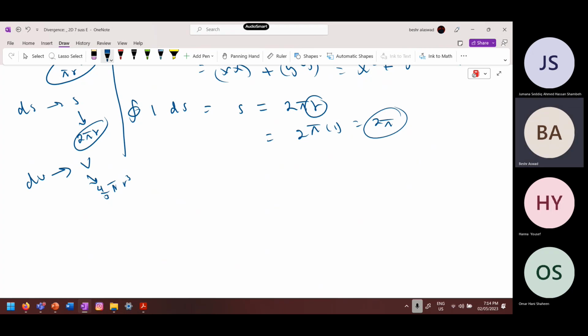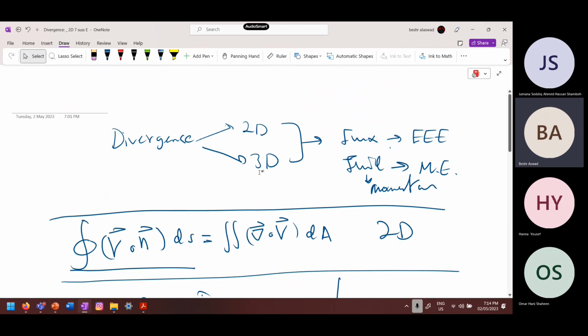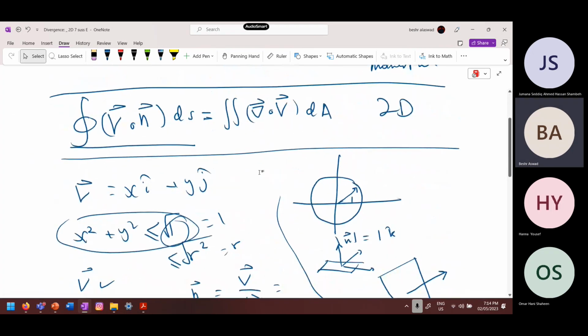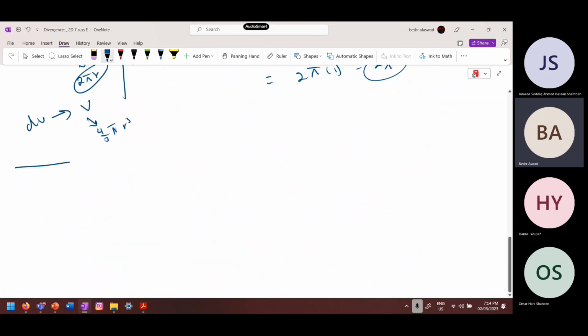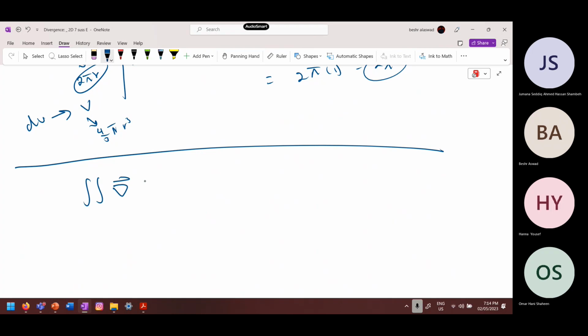Now we understood how to solve this using line integration. Now let's try solving it using double integration, or the other type of solution. Okay? Now let's go here. Write the double integration, divergence, dA. Okay?